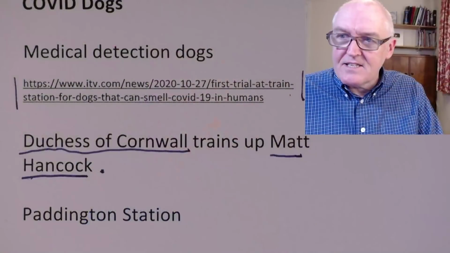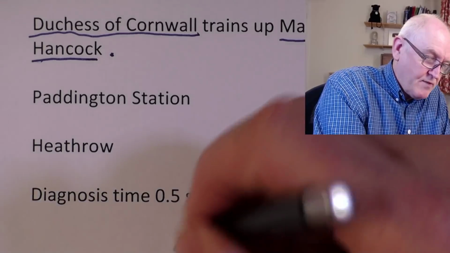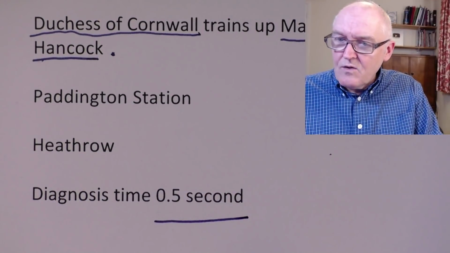And I must say, watch this video, just fantastic. They had a load of people lined up. One had a COVID-19 smell on them, and the dog made the diagnosis in 0.5 of a second. Now that's better than the cleverest scientists in the world can do by multiples of millions, probably. Very promising. Now this trial was done at Paddington Station. Lots have been done at Heathrow. Diagnosis time 0.5 seconds. It is accurate. And these dogs could be a game changer.